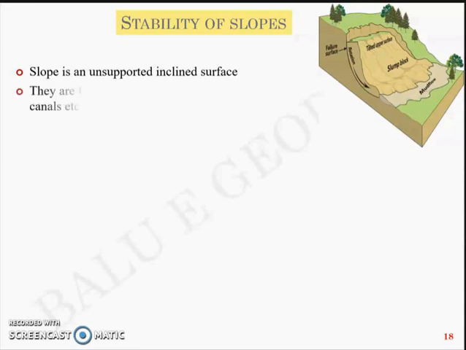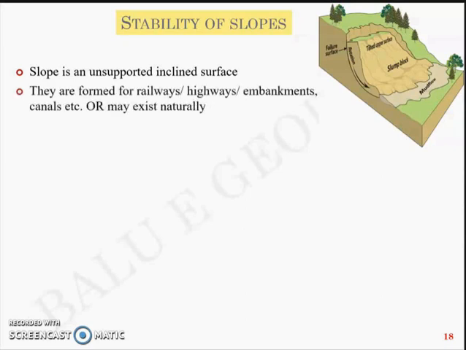For instance, the railways and the highways are constructed on embankments usually, which are filled and they'll have a slope. Now the canals or aqueducts, the canals which are constructed by cutting the earth, have got a slope as well, right? So that's also a slope. Now these two things, embankments and canals, are usually man-made, whereas there are different slopes which exist naturally as well.